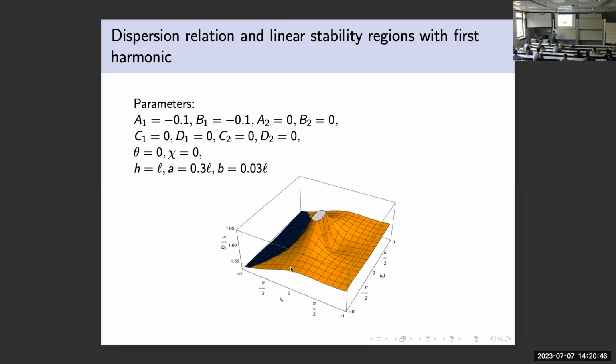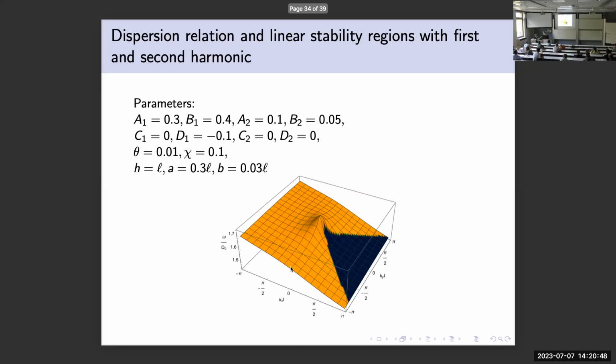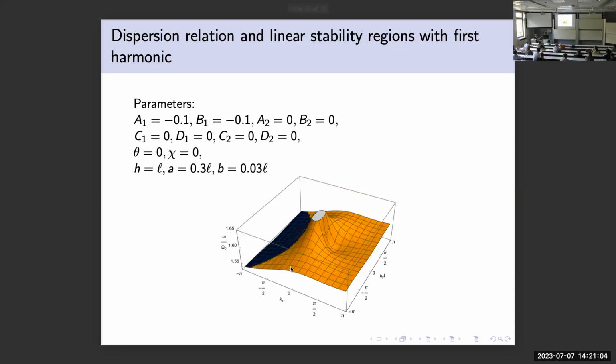So here, compared to the last slide, I've got my first harmonic coefficients in the forcing as positive. The first harmonic in the force pattern has positive coefficients, and in this example, it's got negative. So you can flip the sign, and that flips the stable region.